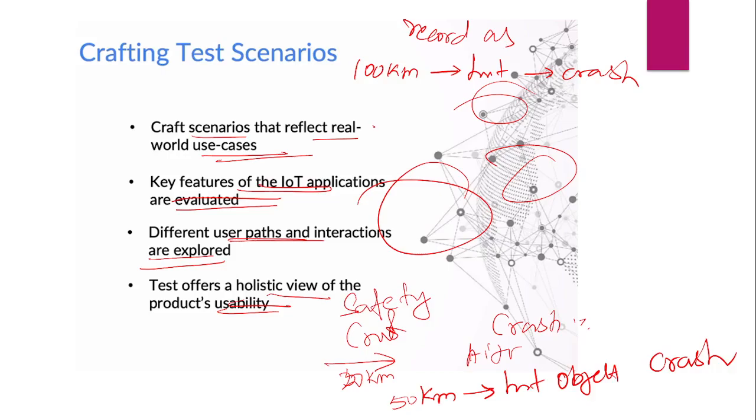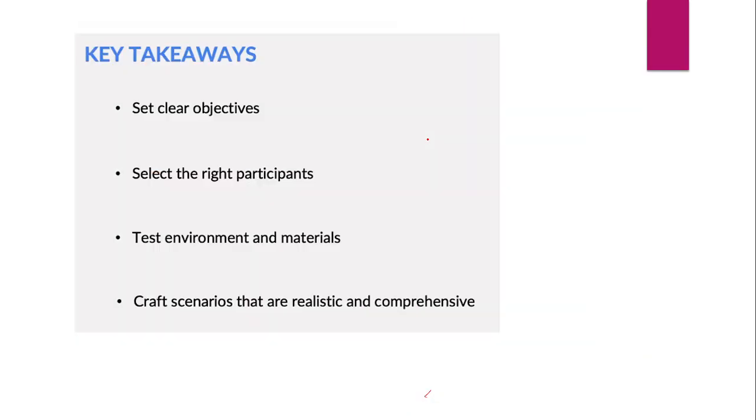So that's why we say you have to use real world use cases. Here real world use cases means the vehicle is going at 100 km speed. If it hits any object, what damages will happen inside the car? So you have to consider that scenario. Key takeaways: you have to set the clear objectives, select the right participants, test the environment and materials, and craft the scenarios that are realistic and comprehensive.